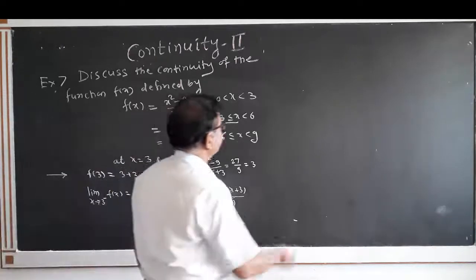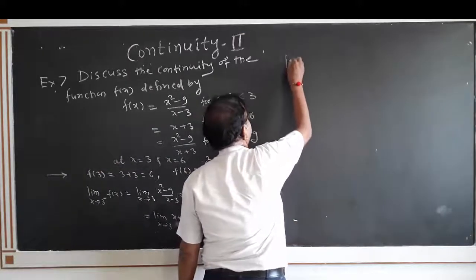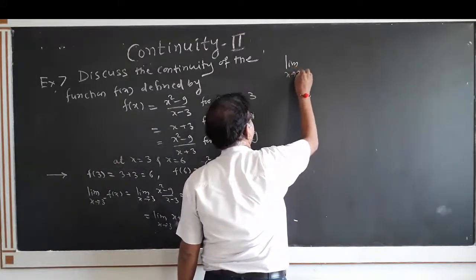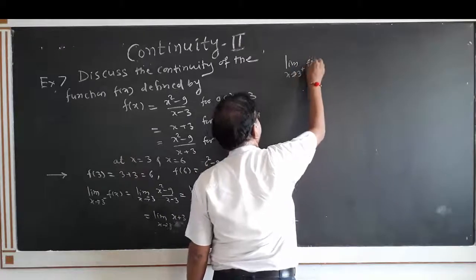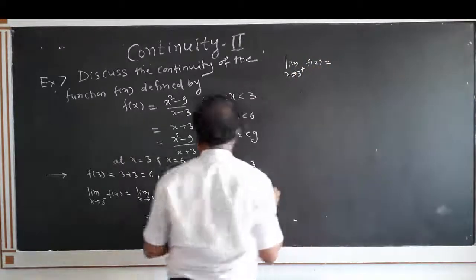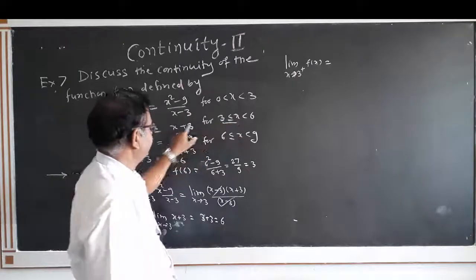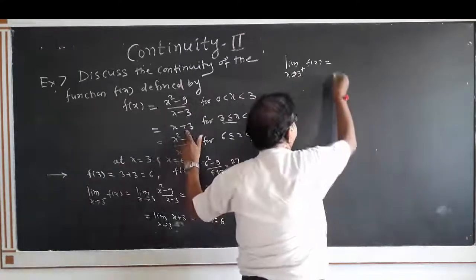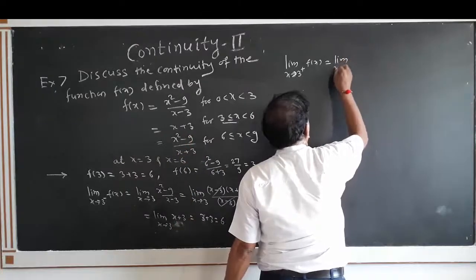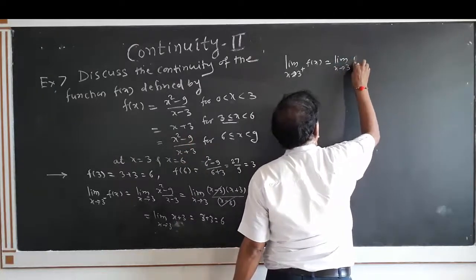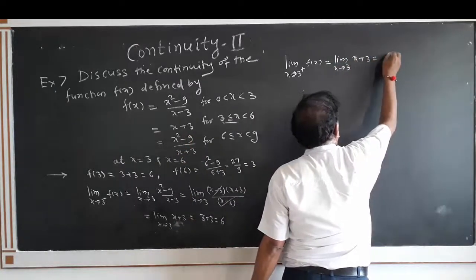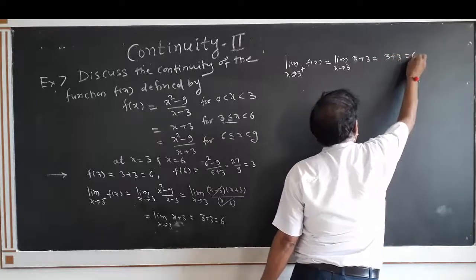Now we shall find the right-hand limit. Limit x tends to 3 plus of f(x) equals, x is approaching 3 from the right-hand side, means x is greater than 3, and here the value of f(x) is x plus 3. Limit x tends to 3 of x plus 3 equals 3 plus 3 equals 6.